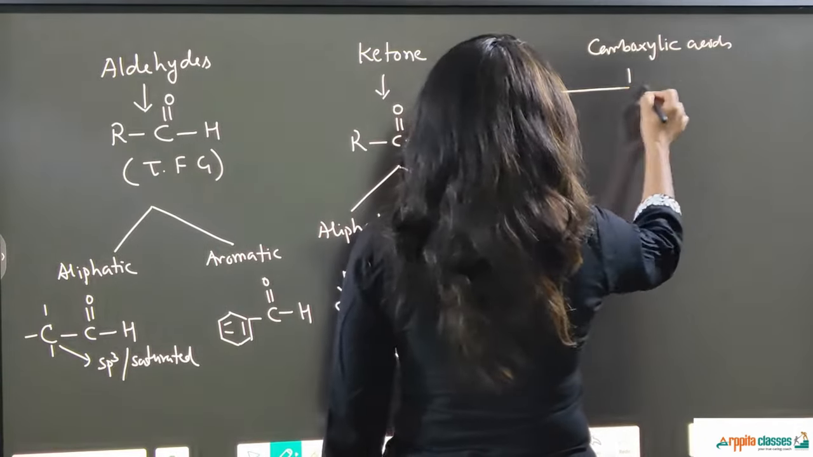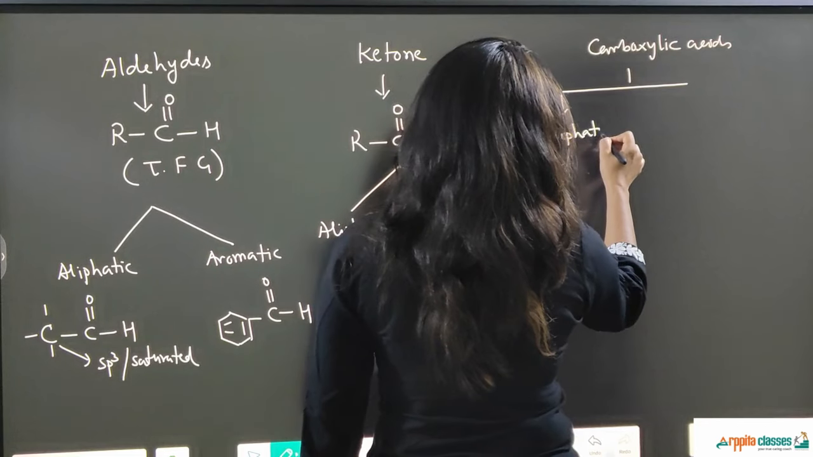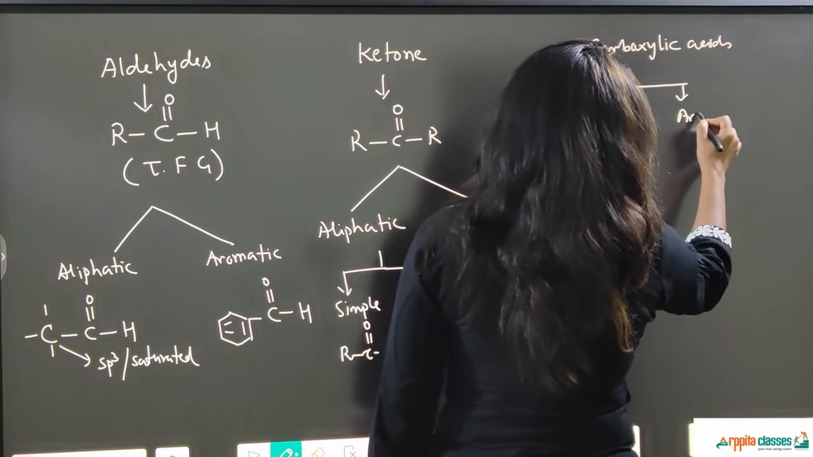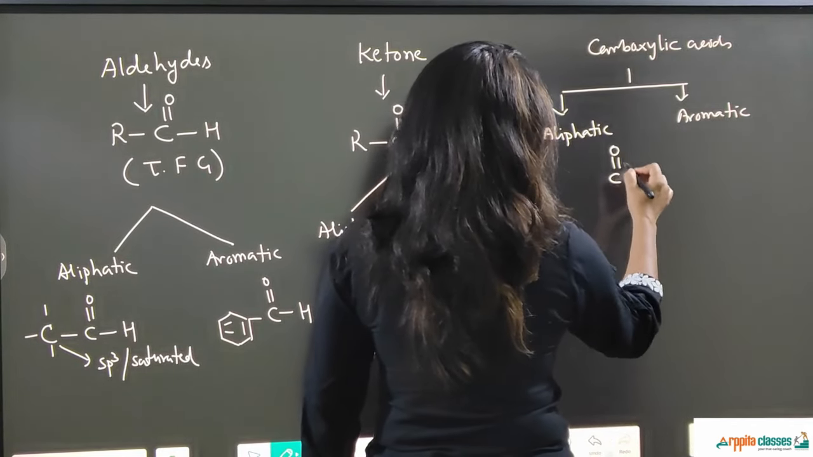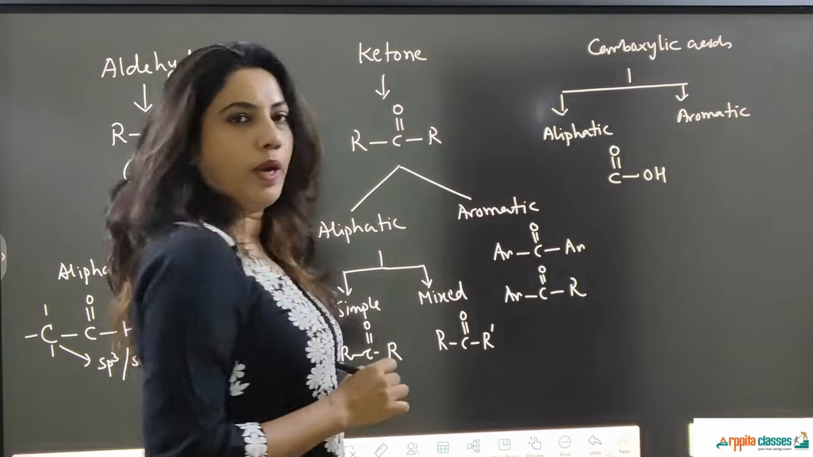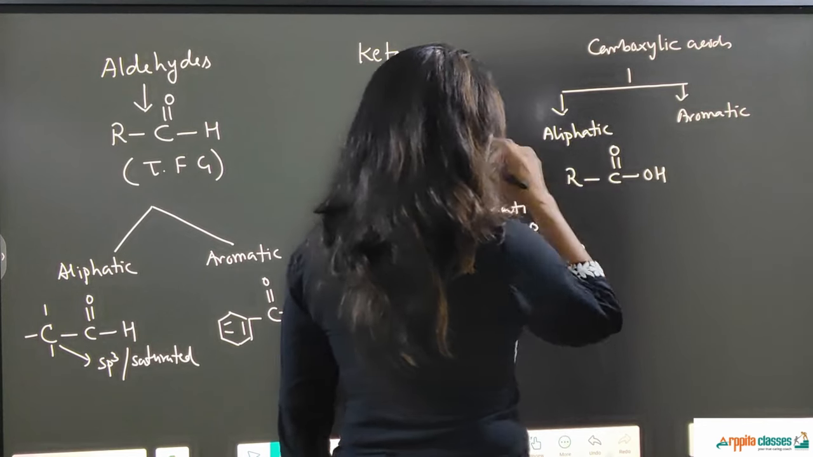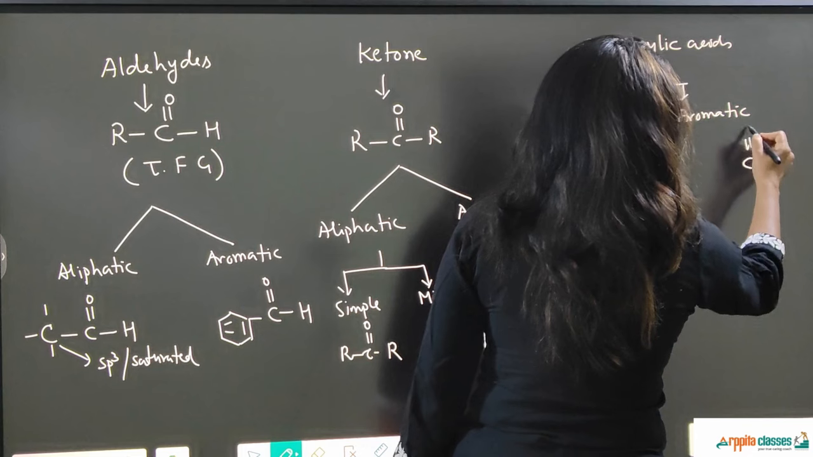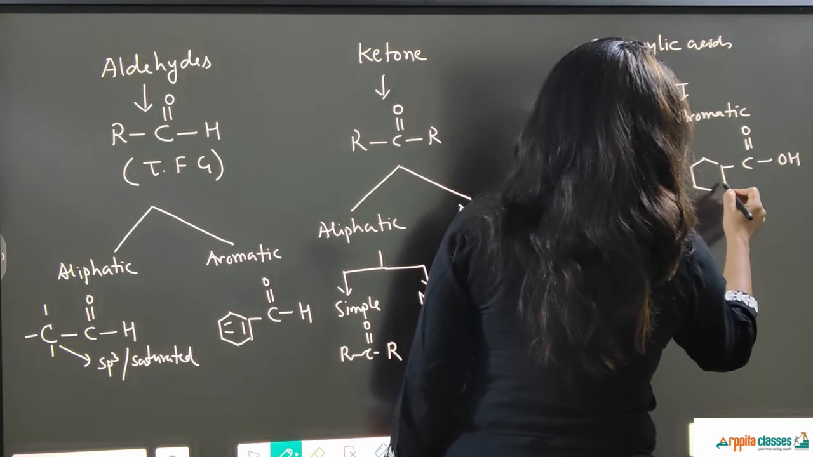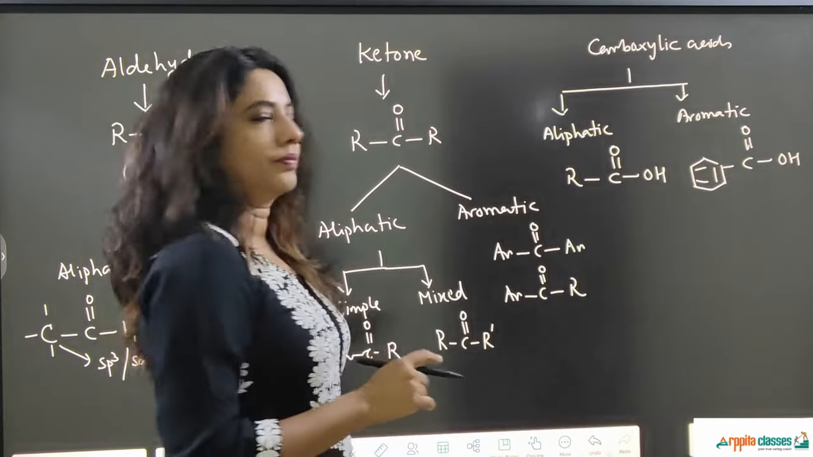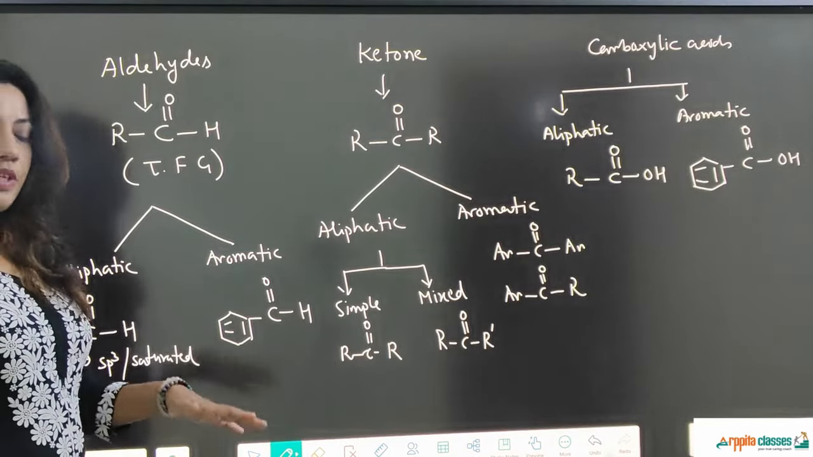Carboxylic acids are also classified as aliphatic and aromatic carboxylic acids. So in aliphatic carboxylic acid, the carboxyl group, the COOH group, is attached to an aliphatic or alkyl group R, and aromatic carboxylic acids are those where the carboxyl group is directly attached to an aromatic ring. Okay, so this is the summary of today's video.